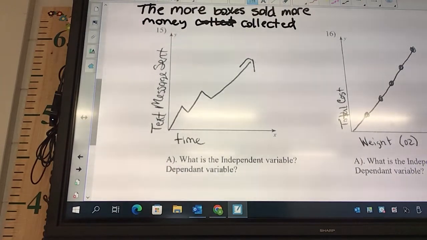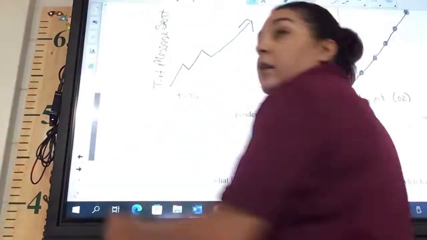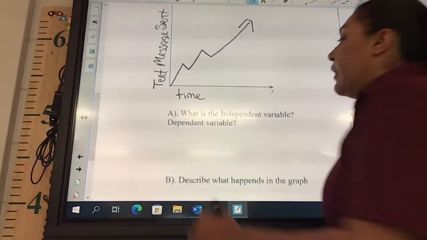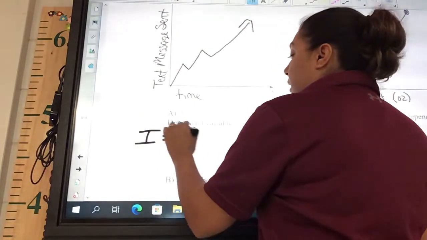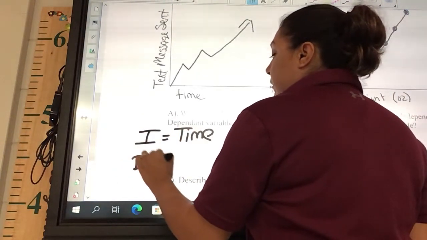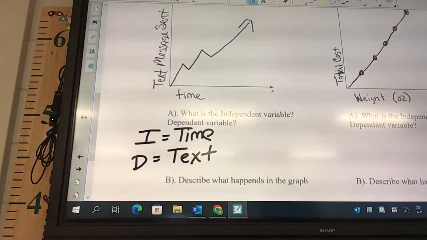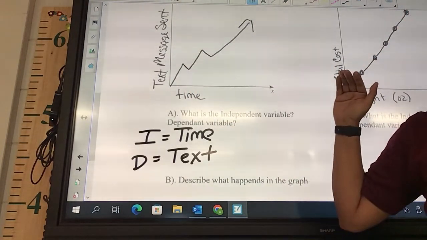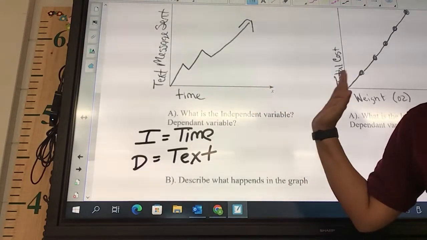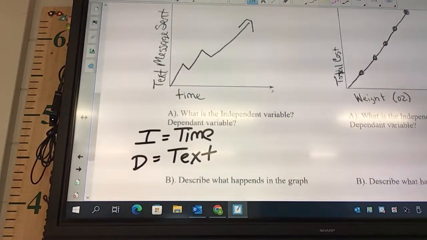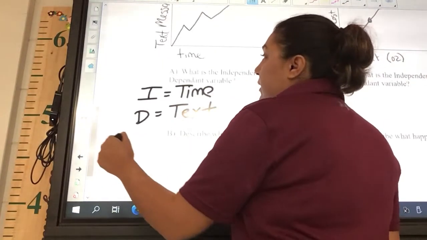So time is going to be our independent variable, and our dependent variable is going to be text. We'll just say text. Describe what happens in the graph. We already know that as x increases, as time goes on, the more time that passes, what happens to our text messages? It goes up. So that's what you need to write. You can say increases, more time, it doesn't matter.